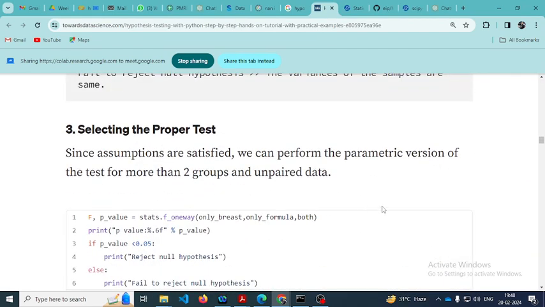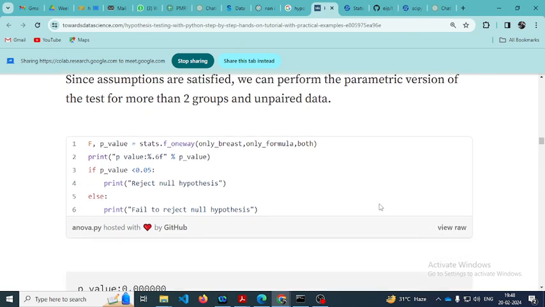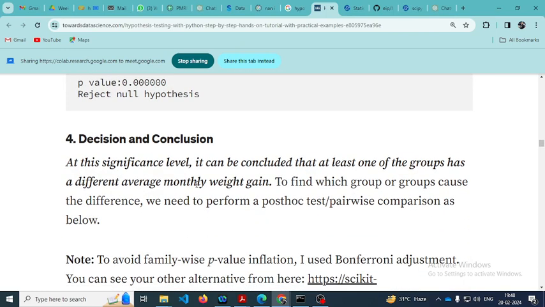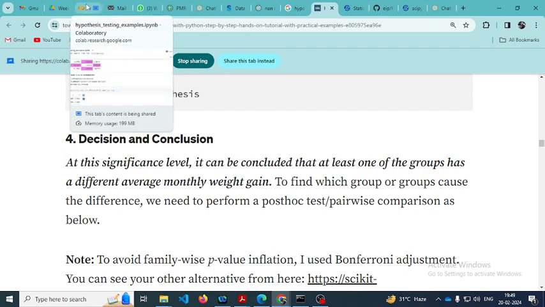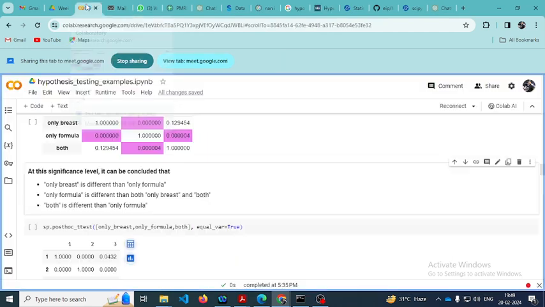Okay, we are going to select this particular one. Based on this, we can conclude that at least one of these groups has a different average monthly weight. So it will give some different values, right? Based on this, we are going to conclude that, for example, see here, there is some different average value from this post hoc comparison. So based on this, there are some values that are different.